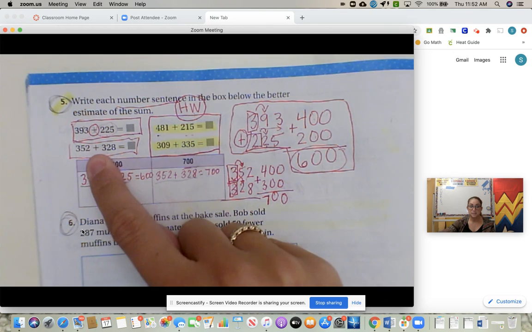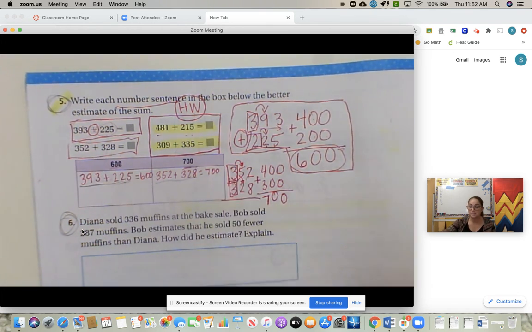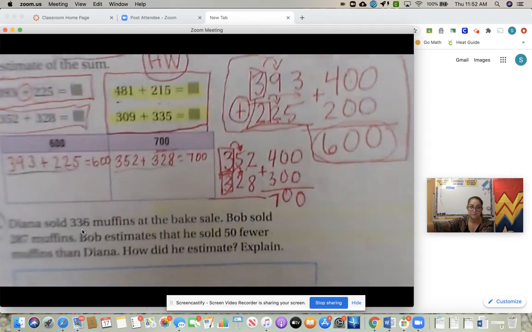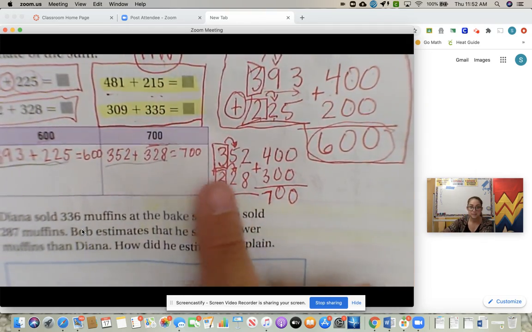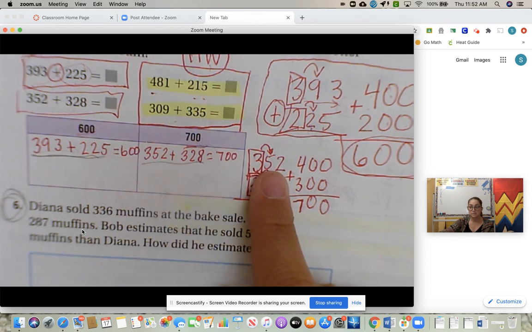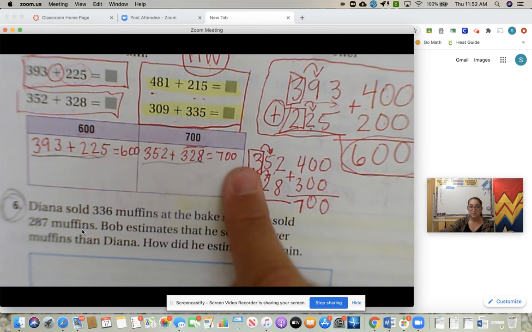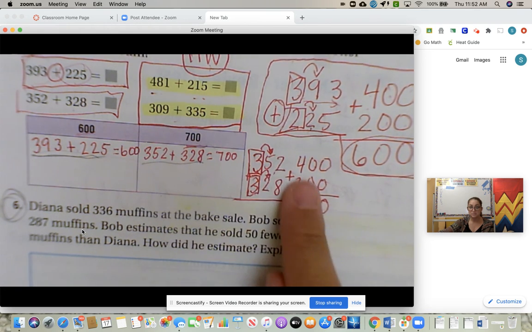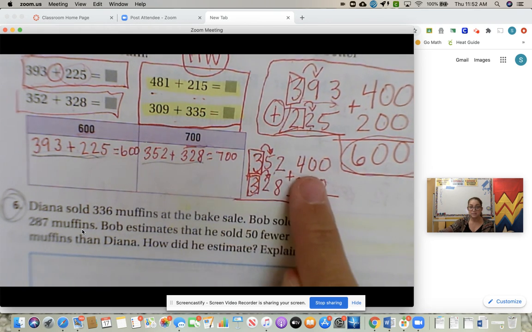We did the next one together. 352 plus 328. It's tiny down here. We box the hundreds place, the 3. We point next door to the 5. We ask ourselves, is 5 greater than our magic number 5 or less than? Well, it is 5. Since it is 5, your box number goes up by 1, which is 4. Everything to the right turns to a 0.